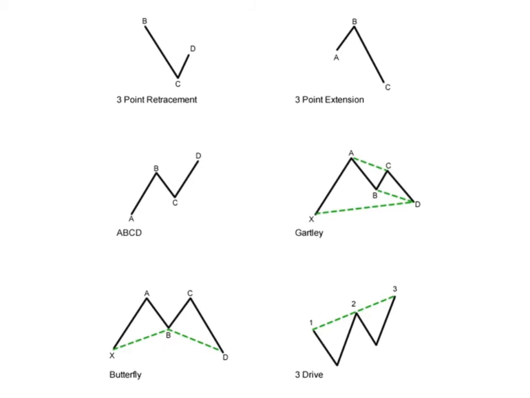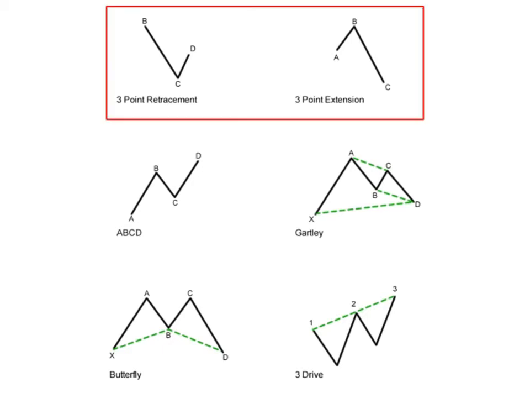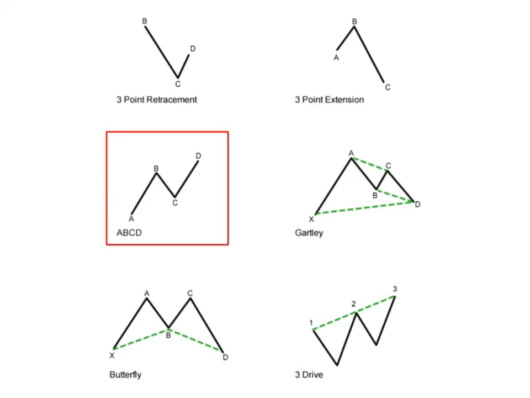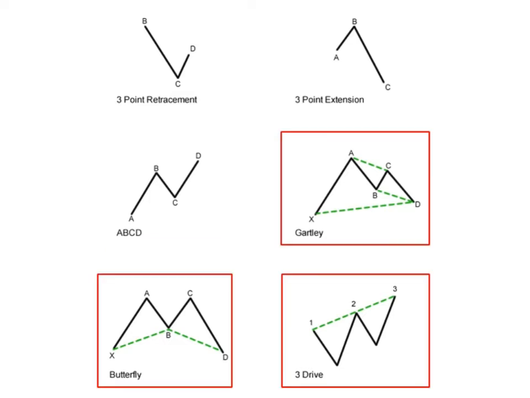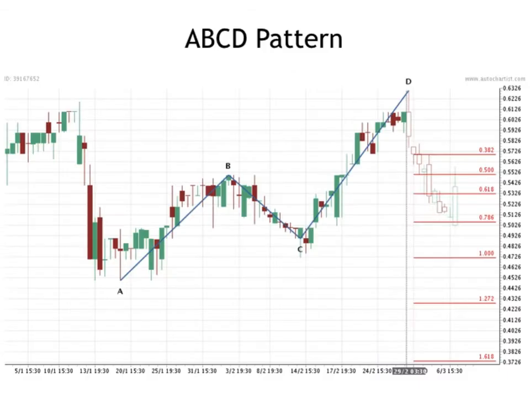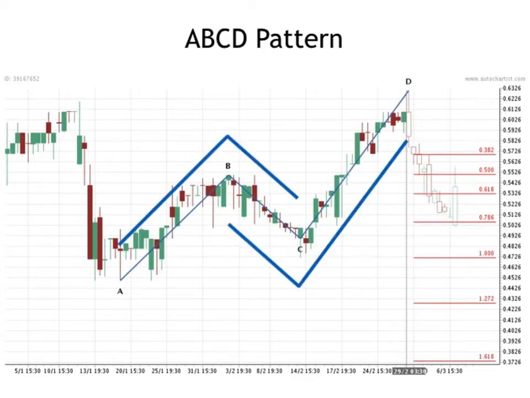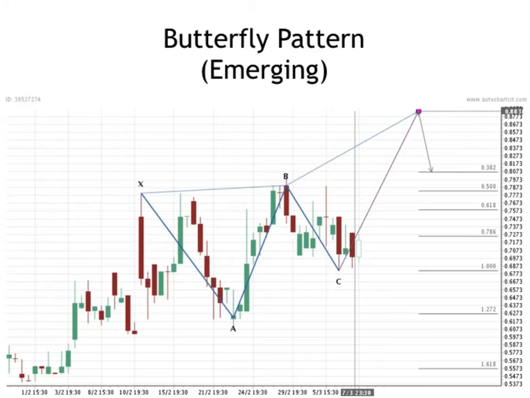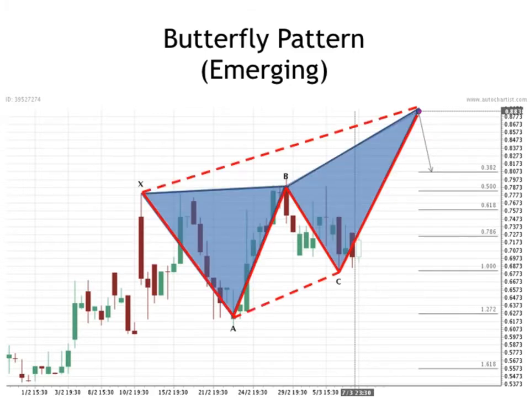There are three main groups of Fibonacci patterns. We have 3-point patterns like retracements and extensions, 4-point patterns like the ABCDs, and 5-point patterns like Gartleys, butterflies, and 3-drives. As we've mentioned in the video on Fibonacci patterns, all 3-point retracements are emerging 4-point ABCDs, and many 4-point ABCDs are also emerging 5-point Gartleys or butterflies. This is because the patterns with more points contain or are made up from patterns with fewer points.